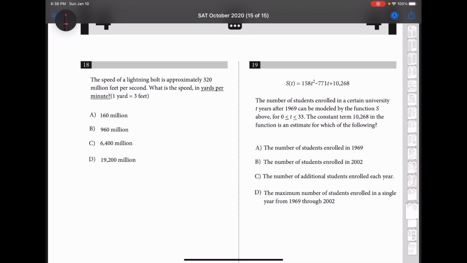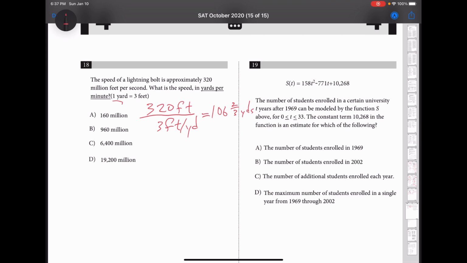Okay, moving on to number 18. The speed of a lightning bolt is approximately 320 million feet per second. What is the speed in yards per minute? So we have 320 million feet, and they're asking us to convert to yards. We're going to divide that by 3 feet per yard. If I put that in my calculator, 320 divided by 3, I'm going to get 106 2/3 million yards.